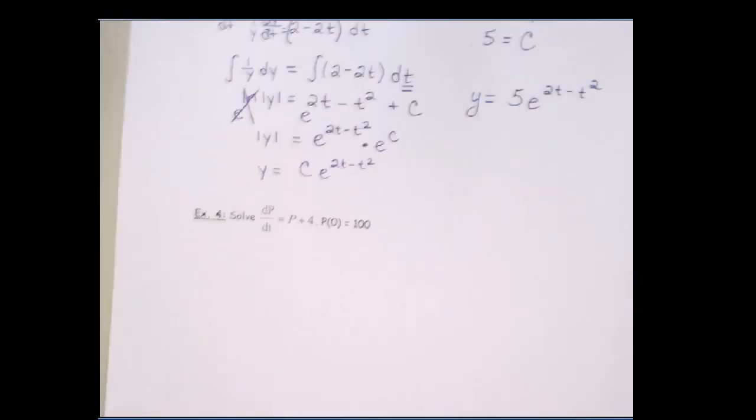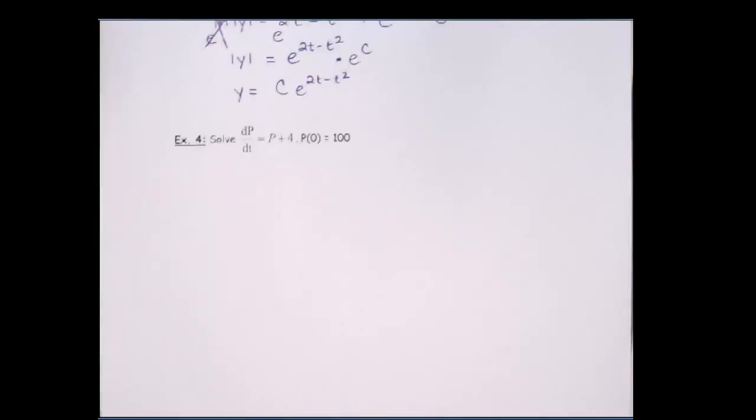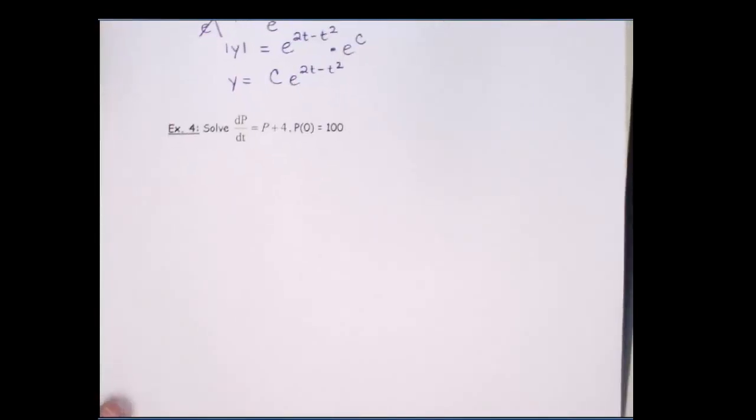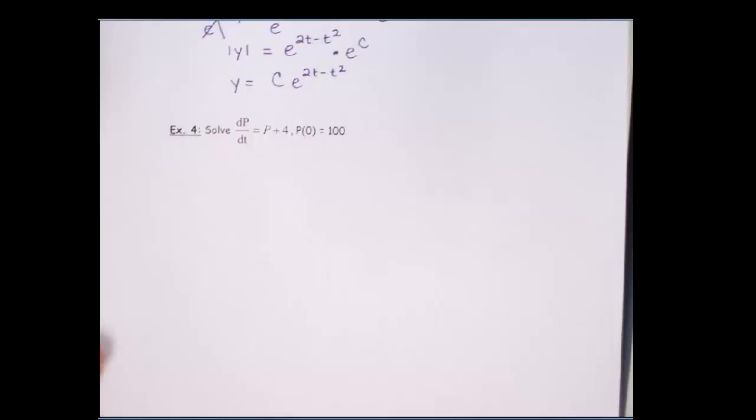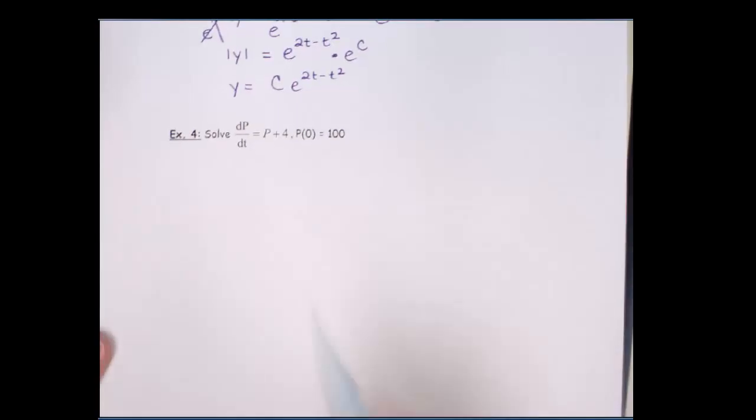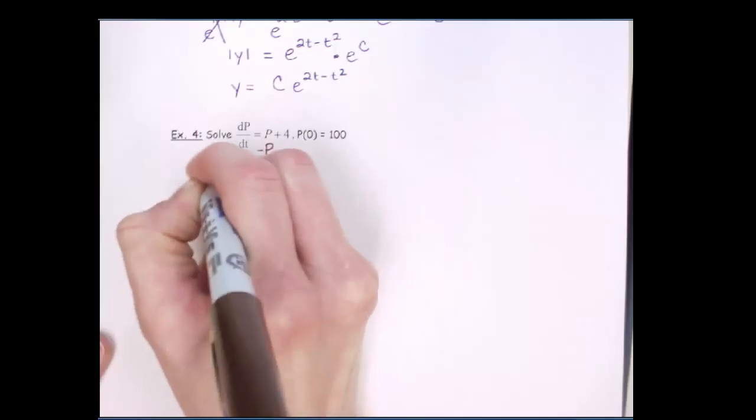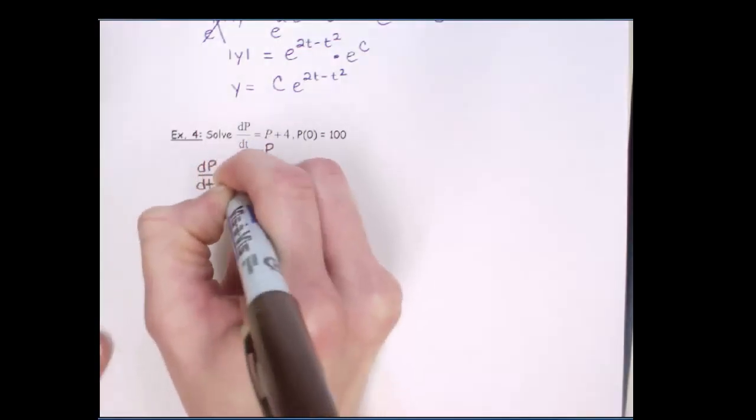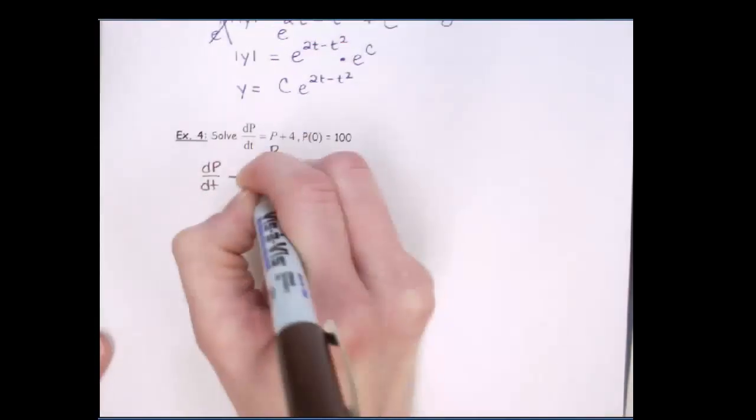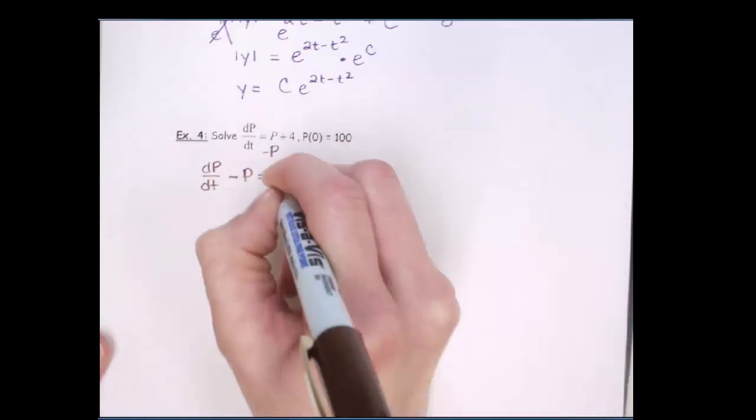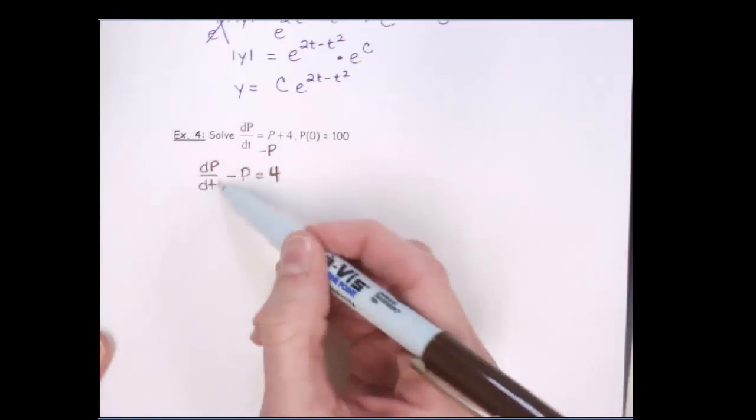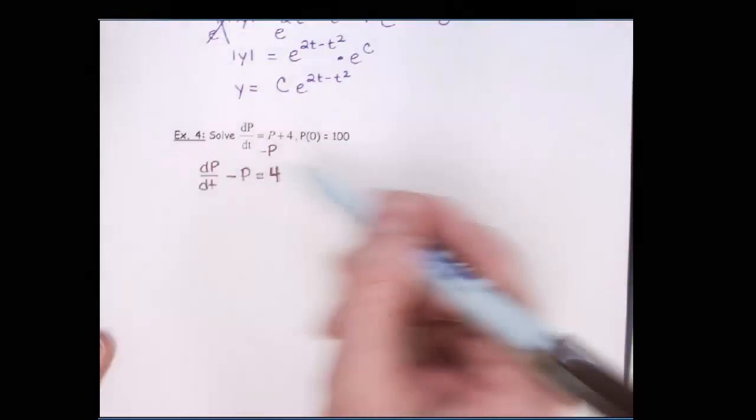In example 4, they've changed the variable on us again. We have a p instead of a y, but we're going to treat p just like it's y. So again, it's important to note that you cannot move variables to the other side by addition or subtraction. I cannot subtract this p because then I would get dp dt minus p equals 4, and that's not useful because the goal is to get the dt on the other side. And if I try to multiply both sides by dt, what am I going to end up with?